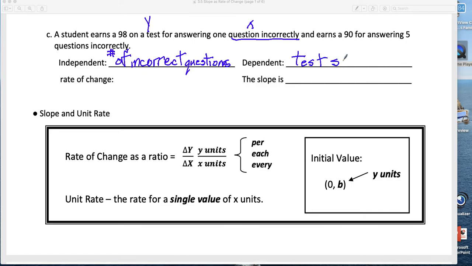Okay, now again, I've got to find 2 points to make this work. I've got a 98 with a 1, and I've got a 90 with a 5. Remember, questions is X. So I'm putting these over here. And if I miss one question, I get a 98. And if I miss 5 questions, I get a 90.